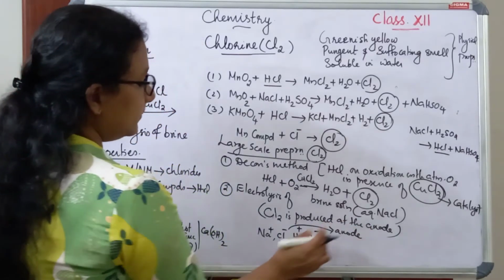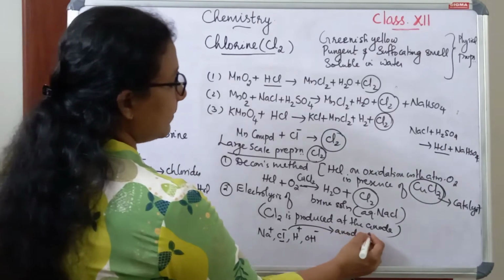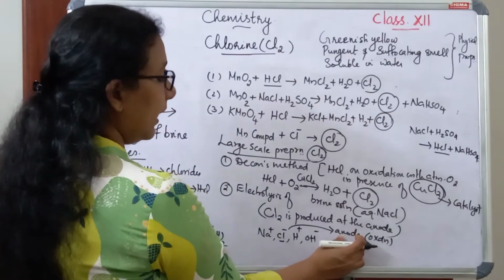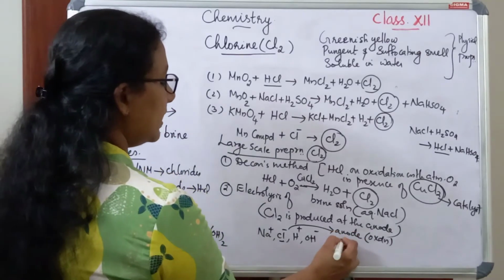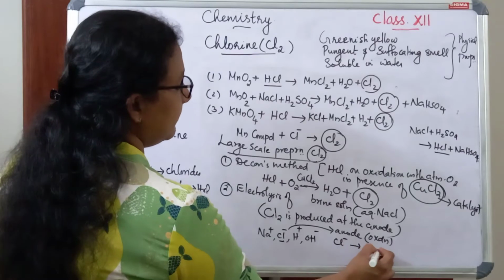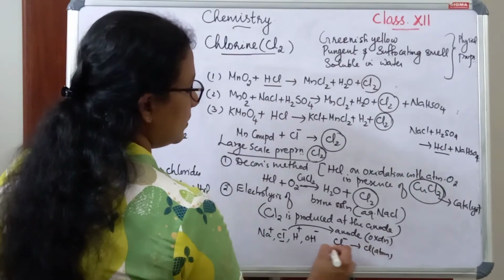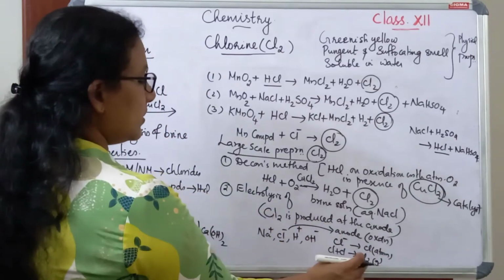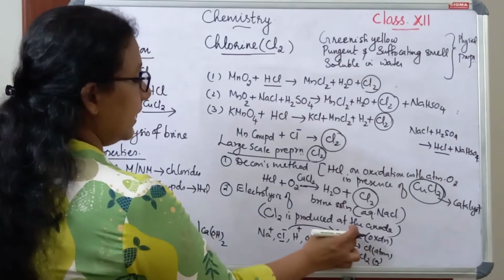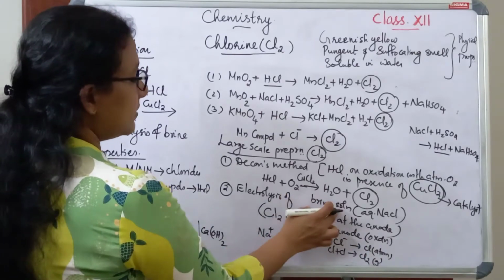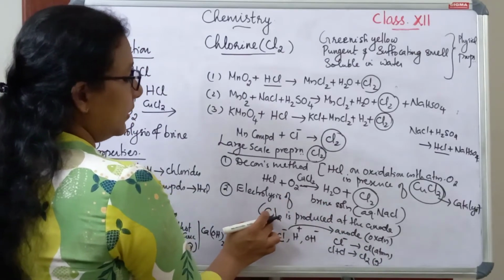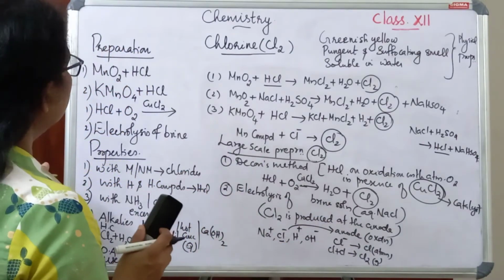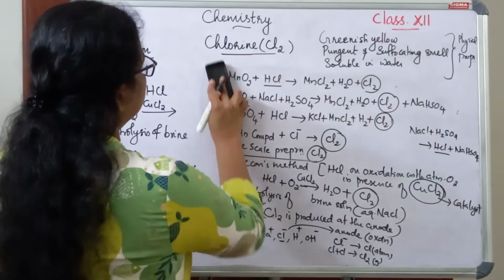So at the anode oxidation takes place. Anode is for oxidation. So at the anode, oxidation takes place and Cl minus changes to Cl atom, and two Cl atoms combine together to form Cl2 gas or Cl2 molecule. So anyway, chlorine will be liberated at the anode. So electrolysis of brine solution produces chlorine, which is produced at the anode. So these are the methods of preparation of chlorine.